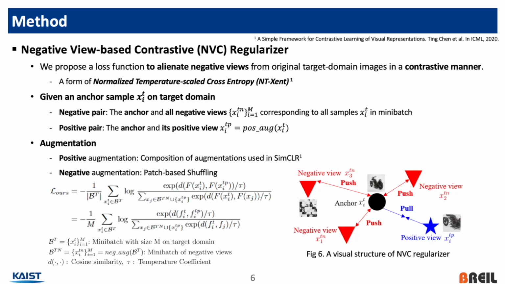I'll briefly explain our proposed negative view-based contrastive regularizer, or NVC regularizer. The NVC regularizer uses a contrastive loss to make transformers focus on global features in the target domain. Negative pairs are each target domain image with all negative views, and positive pairs are created through positive augmentations, and consist of a positive view and its original image. Our NVC regularizer loss includes positive pairs in the numerator and all pairs in the denominator to enhance the adaptation.